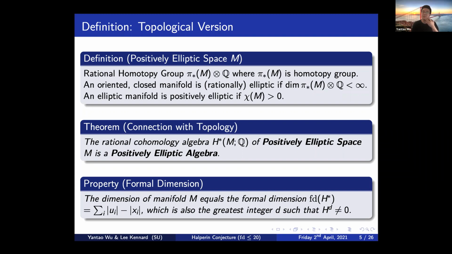Also by Poincare duality, we can show that the formal dimension is the greatest integer d such that H to the degree d is not 0. After that, H to degree d plus 2, d plus 4, anything beyond that will just be a 0 space. So the formal dimension also gives a maximum degree for each generator.